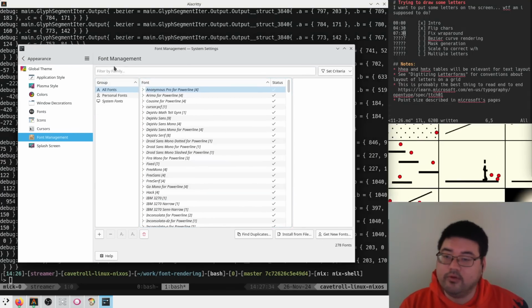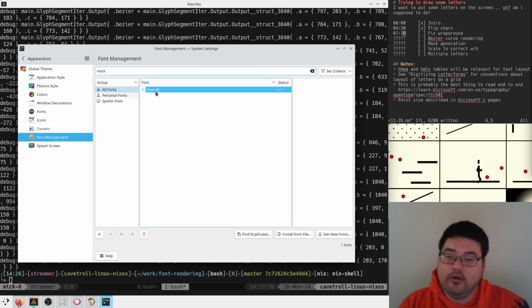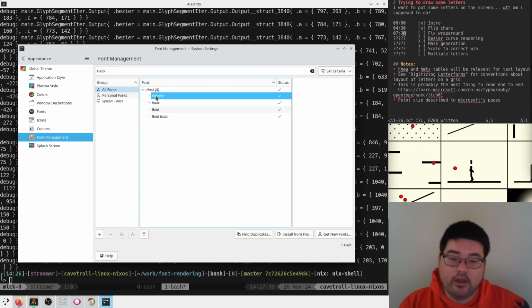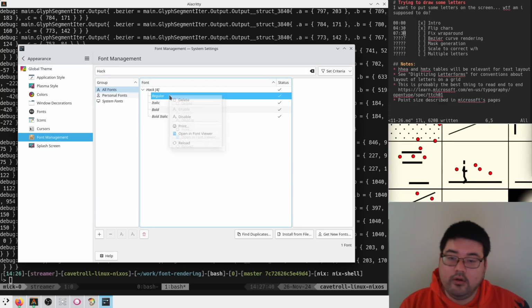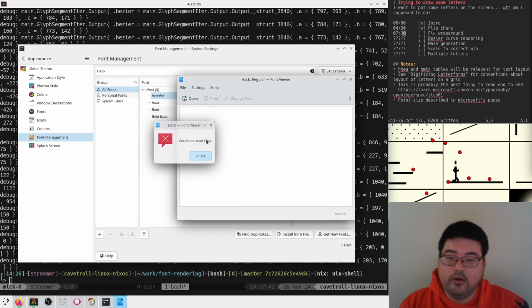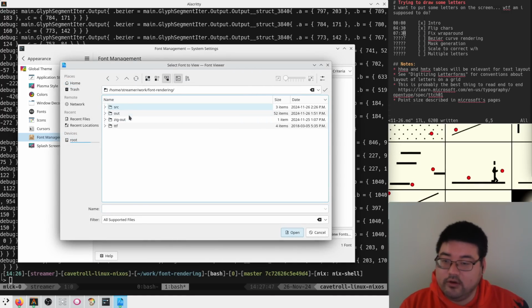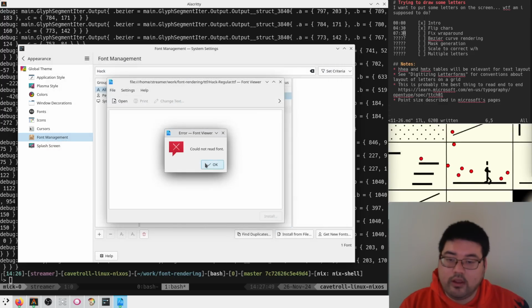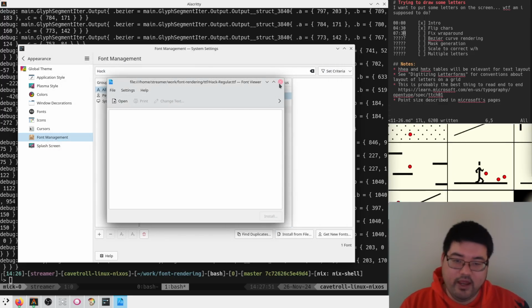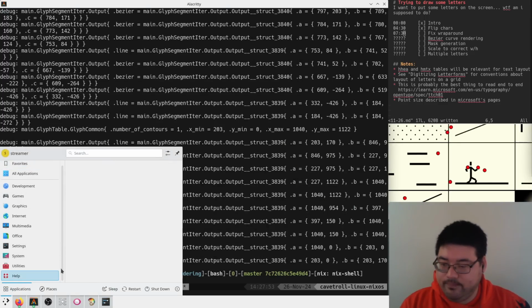Preview fonts. Here we go. Can we look for, like, hack? How do I preview it? Open in font viewer. Oh, here we go. Can I just open a font file in here? Hell yeah, dude. Cannot read font. That's super cool. Love that.